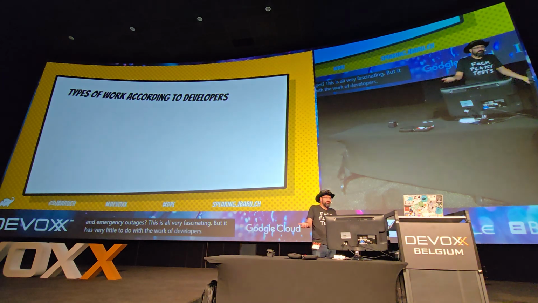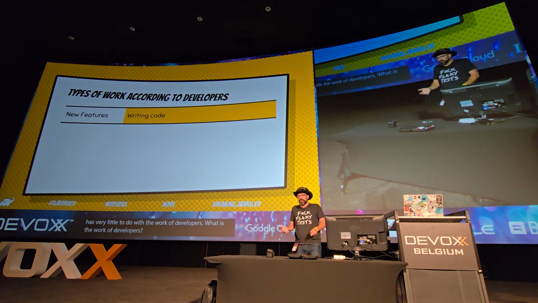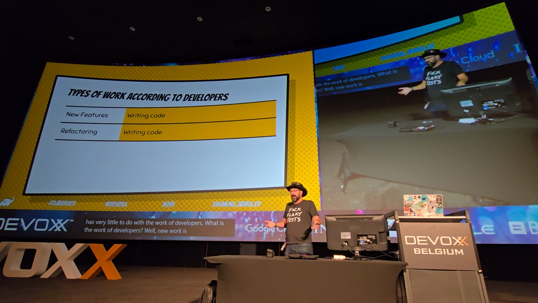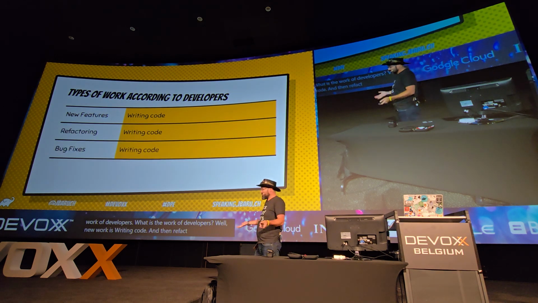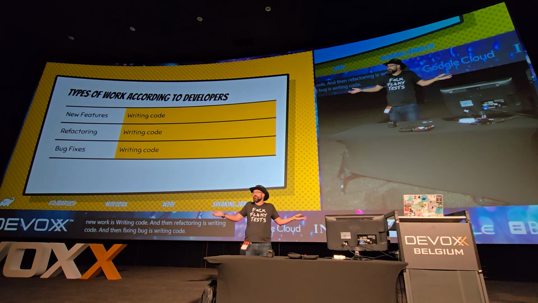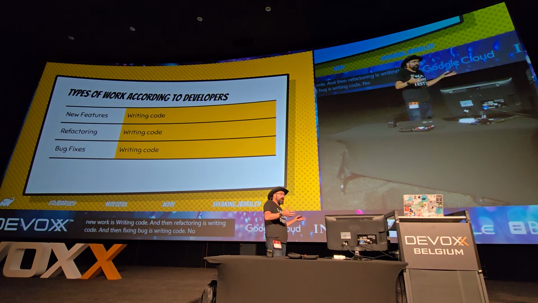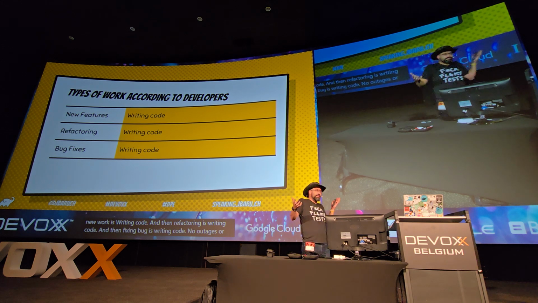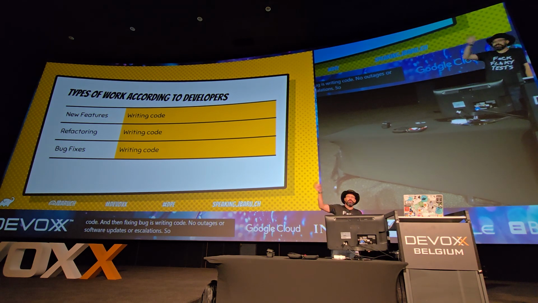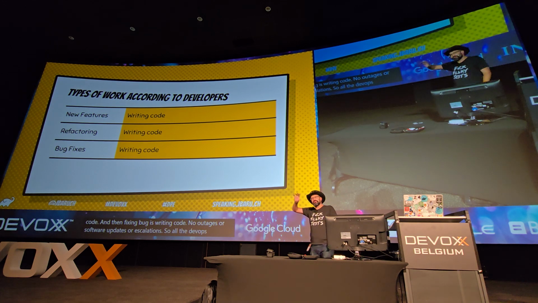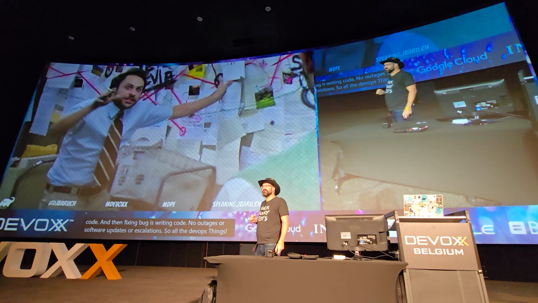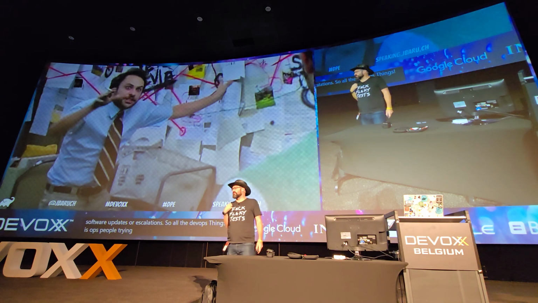What is the work of developers? Well, new work is writing code, and then refactoring is writing code, and then fixing bugs is writing code. No outages or software updates or escalations. So all the DevOps things is ops people trying to make us, the developers, work harder.